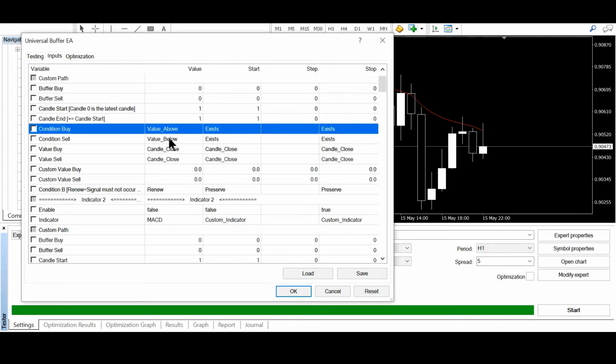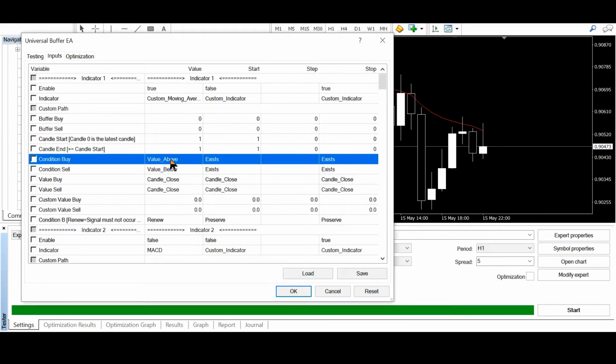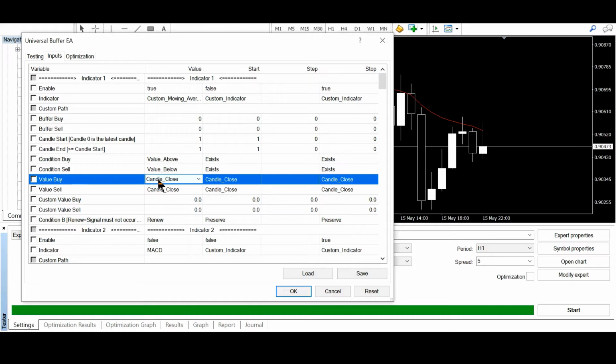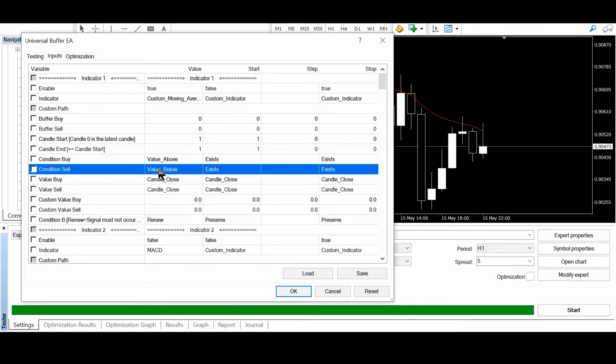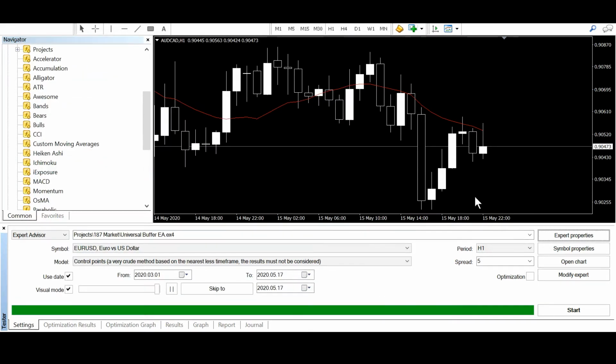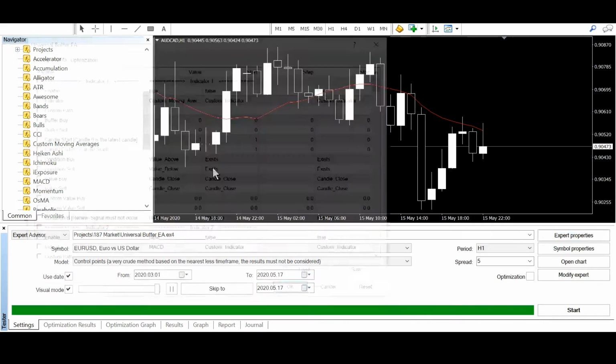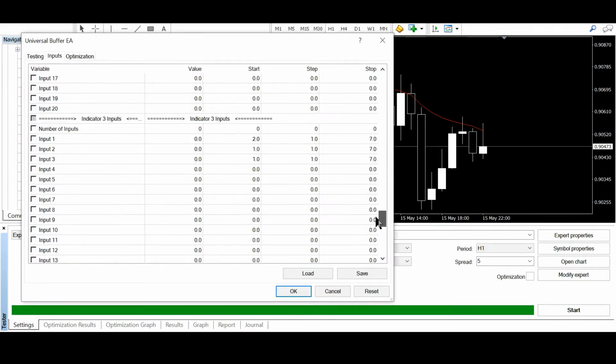Condition buy. The value must be above the moving average. So what kind of value? We go down and see value buy, and value buy is candle close. So it means candle close must be above the moving average to open a buy trade, and vice versa for sell trades. We can press OK, and I also wanted to go to the inputs.